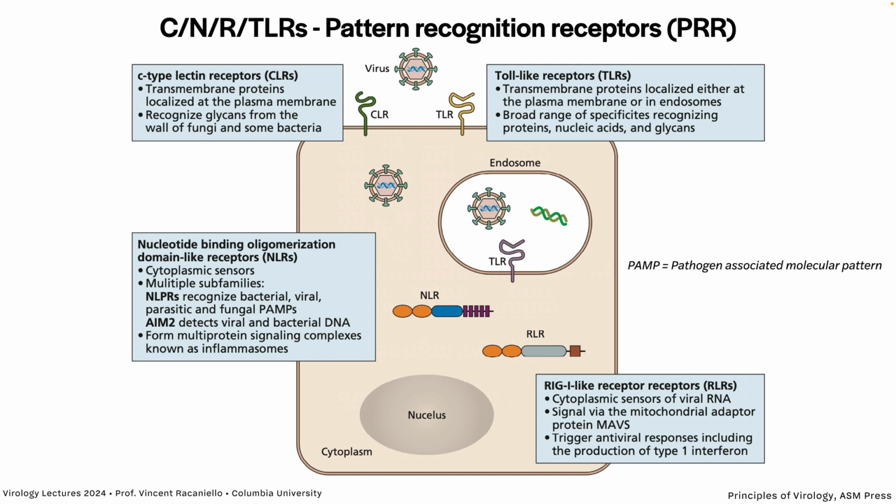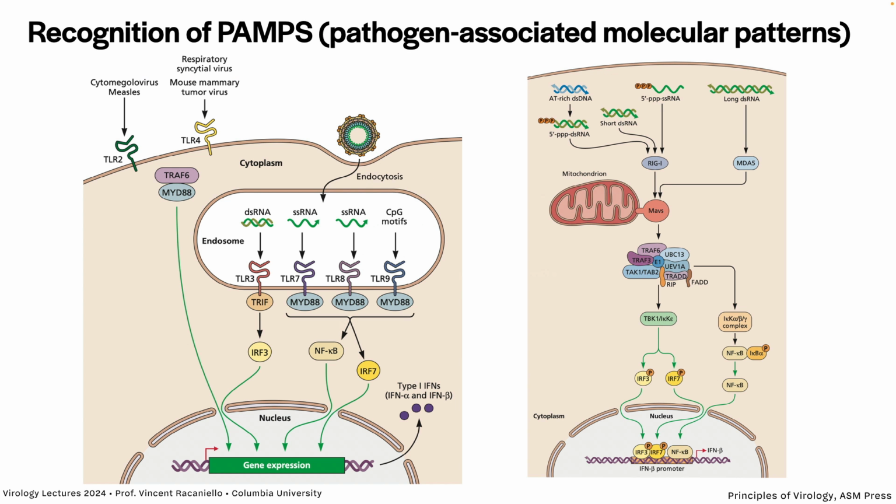And these all recognize something that is different about a pathogen. They can be recognized at the cell surface, as you can see here, for the plasma membrane proteins, or within an endosome, or within the cytoplasm. And let's take a look at some of these.